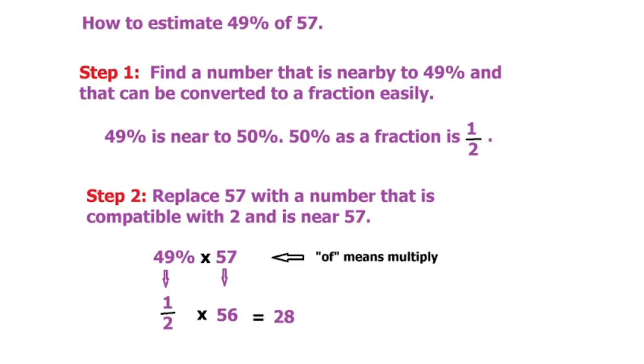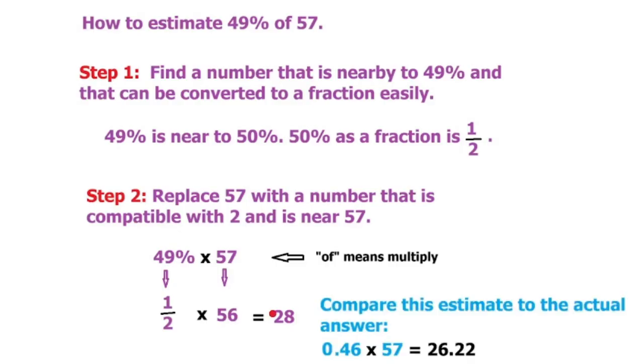So let's compare it to see how close it is to the actual answer. So if we take 0.46 and multiply it by 57, we get 26.22. That's pretty close to 28. And that's pretty close for an estimate. And that's how you do these kind of estimations to make math easier and quicker.